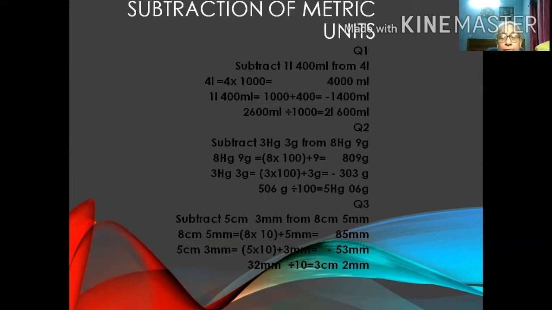So from 85 we take 53, it's coming 32 millimeter. And then we have to change into centimeter and millimeter by dividing by 10. So it will be 3 centimeter and 2 millimeter.